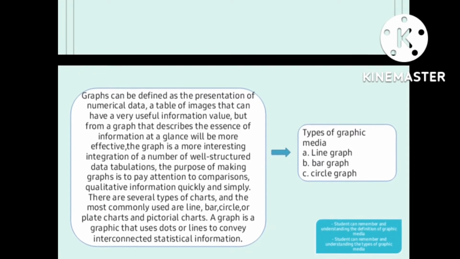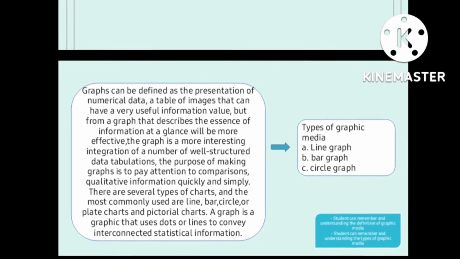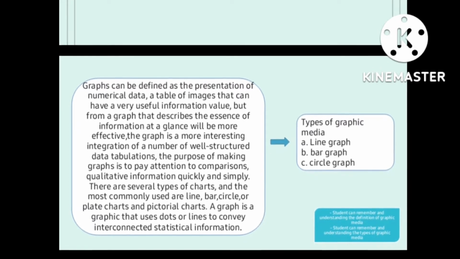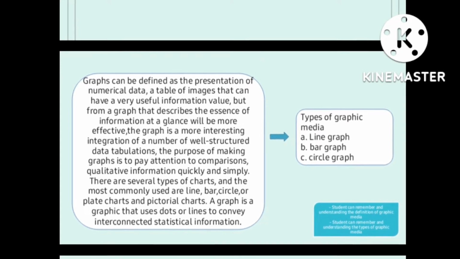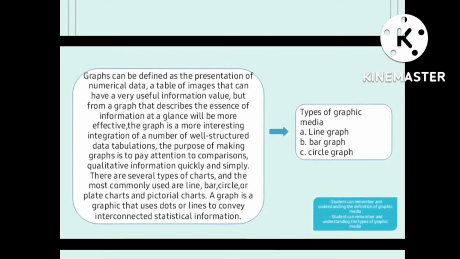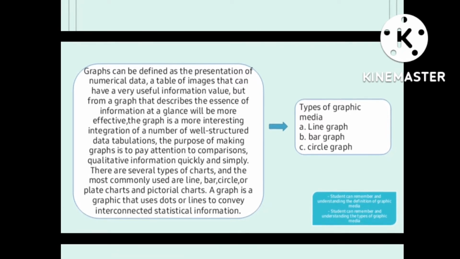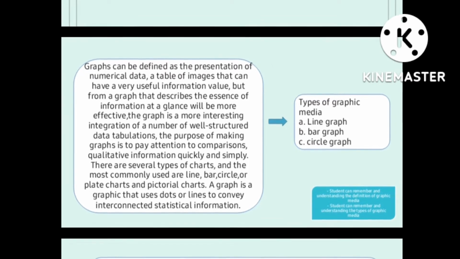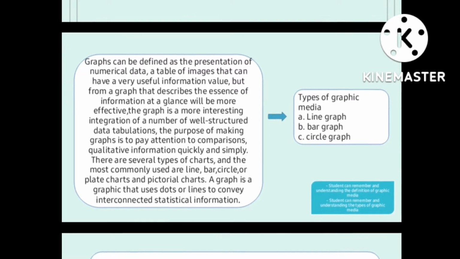The purpose of making a graph is to pay attention to comparison of qualitative information quickly and simply. There are several types of chart, and the most commonly used are line, bar, circle or plate chart, and pictorial chart. A graph is a graphic that uses dots or lines to convey interconnected statistical information. Types of graphic media: first, a line graph, next, bar graph, and circle graph.